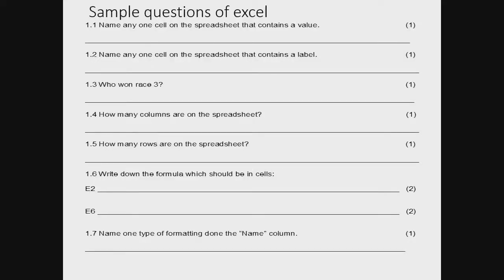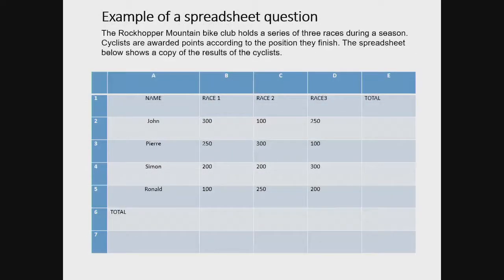Who won race 3? Go back to the table. This is a common question. I mean, common sense. At times we say common sense is common, in a common place, for common people. You see? Who won race 3? Before you can see who won race 3, you have to look at column D, race 3. Who is having the highest number there? Can you see that now? Definitely it is Simon.